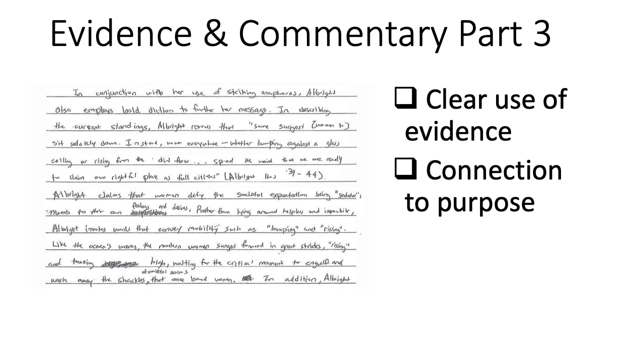So Albright claims that women defy the societal expectation, etc., etc. They're not numb to their feelings or desires, rather lying around helpless. She invokes the words that convey mobility. Okay, so now we're not just saying there's bold diction, it's actually bold diction that indicates mobility, or the ability to move, bumping and rising. Like the ocean's waves, the modern woman surges forward in great strides, rising and towering high, waiting for the critical moment to engulf and wash away the shackles of societal norms that bound women.